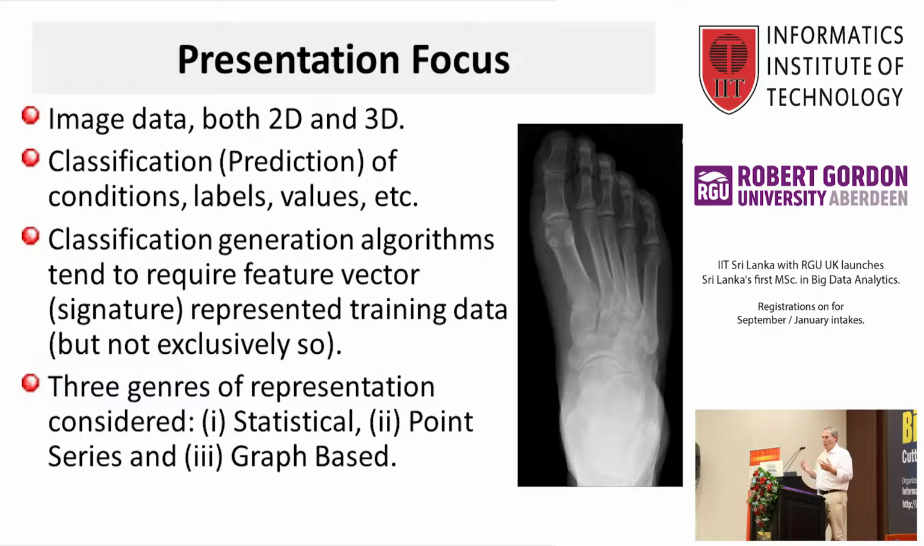So one of the important elements of this is preparing our data, and most of our classification prediction algorithms work with something called a feature vector representation, which many people in this room might be familiar with. Essentially what we're doing is we're going to describe each image in terms of a vector of values. And to do that, I'm going to look broadly at 3 different techniques: statistical techniques, point series techniques, and graph-based techniques.